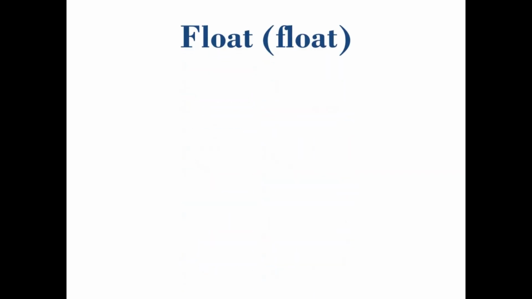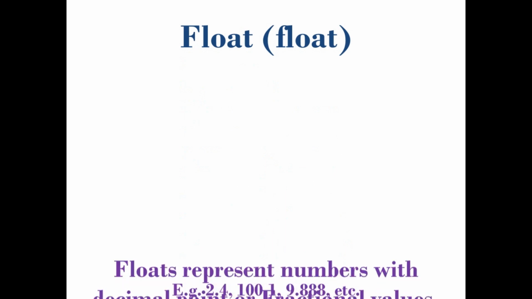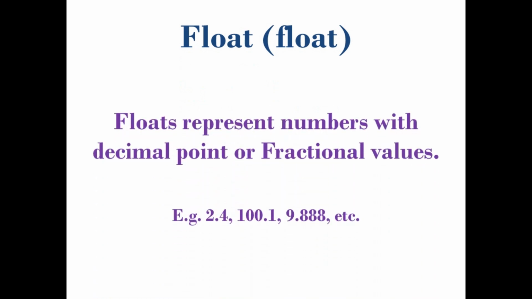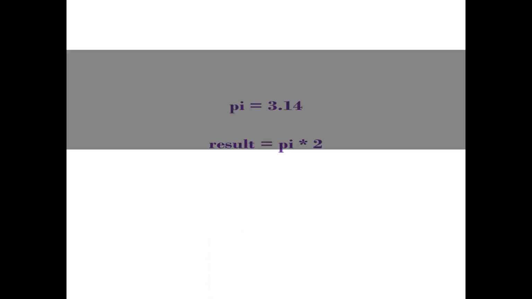Next, we have the float data type. Floats are used to represent numbers with decimal points or fractional values. In this example, we assign the value 3.14 to the variable pi. Floats are commonly used for calculations involving measurements, fractions, and scientific computations. Here we multiplied pi by 2 and stored the result in the result variable. Now here you can note the result maintains its float data type.